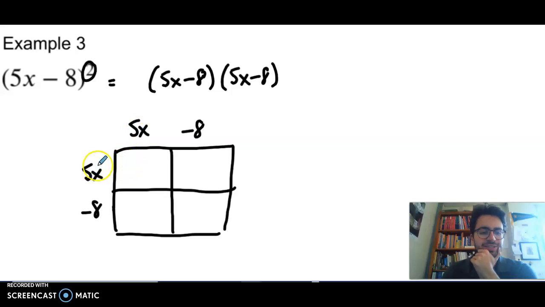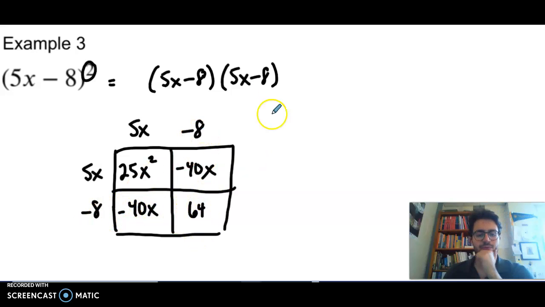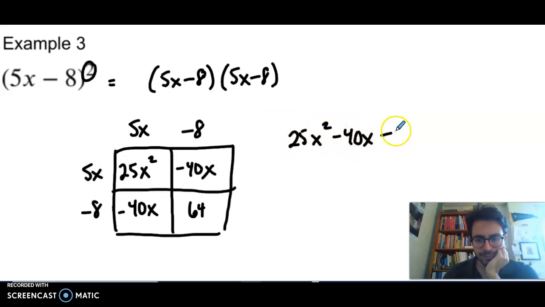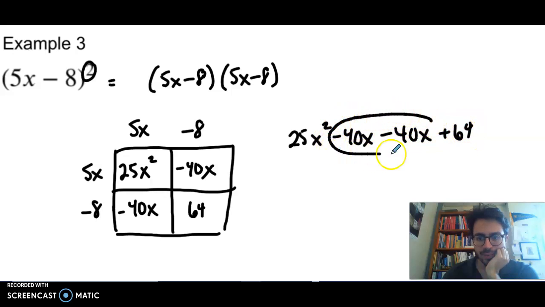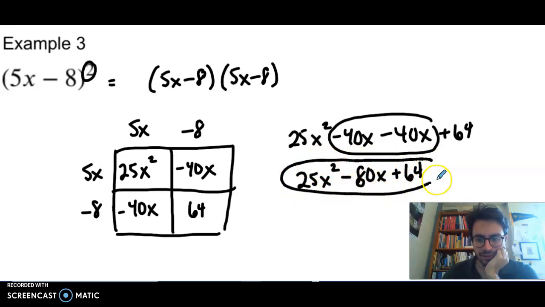5x times 5x. 5 times 5 is 25. X times x is x squared. Negative 8 times 5 is negative 40, and then we have the x. 5x times negative 8, again, negative 40x, and then negative 8 times negative 8, that's 64. So let's put everything we have. If we combine these, we get negative 80x. There you have it. There's your final answer.